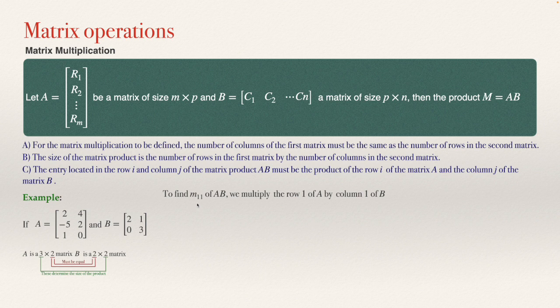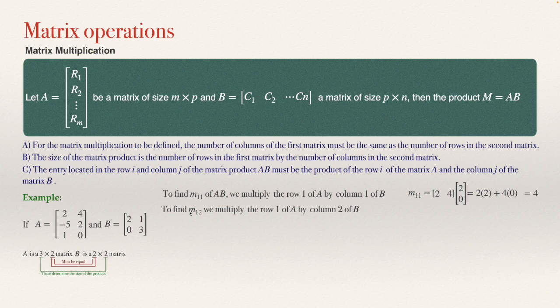Okay, so to find, for example, in the product, what will be the element in the first row, first column, we multiply row 1 of the first matrix by column 1 of the second matrix. So M11 will be 2, 4 multiplied by this column 2, 0. And this will be 2 times 2 is 4, and 4 times 0 is 0, so it will be 4 plus 0, it will be 4. Okay, so I know what the element M11 is.